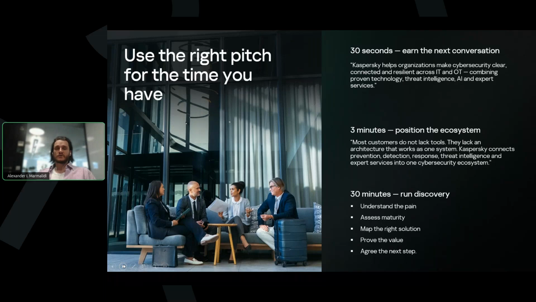So there should be the right pitch for the time that you have. It could be a 30-second talk, as I mentioned, to earn the next conversation, where you would be highlighting how to make cybersecurity clear, connected, and resilient. It could be a 3-minute conversation where you'll be able to position the entire ecosystem and tell them about our key products and key offerings like Kaspersky Next Expert or Kaspersky Industrial Cybersecurity.